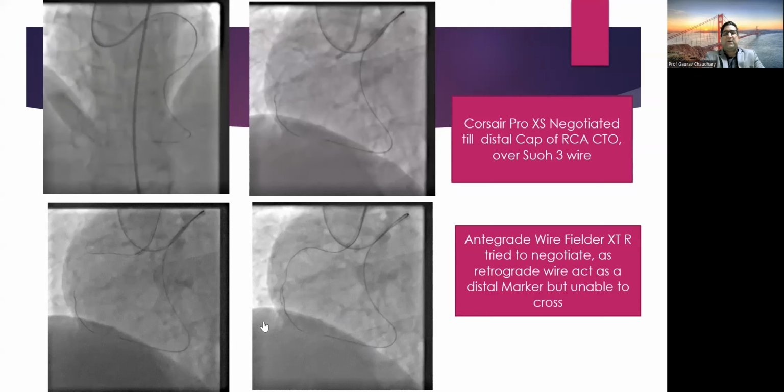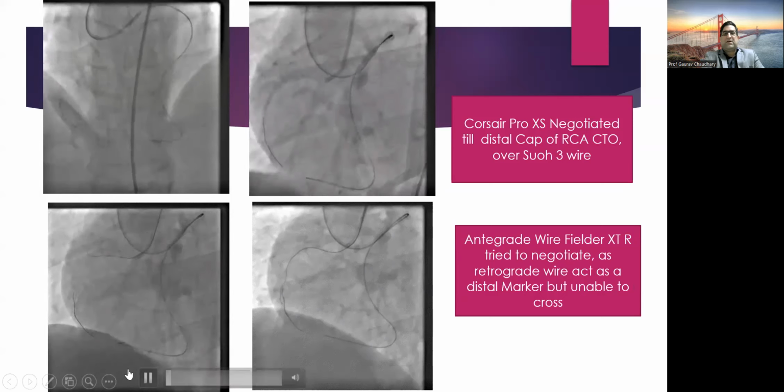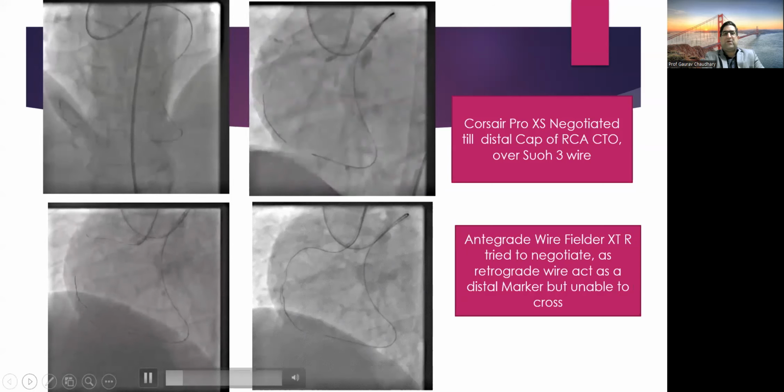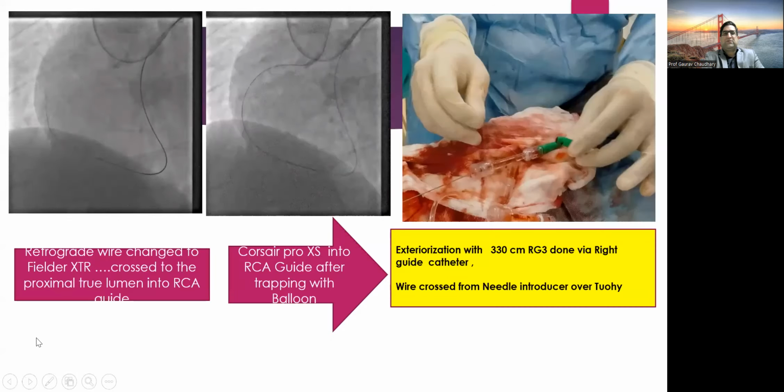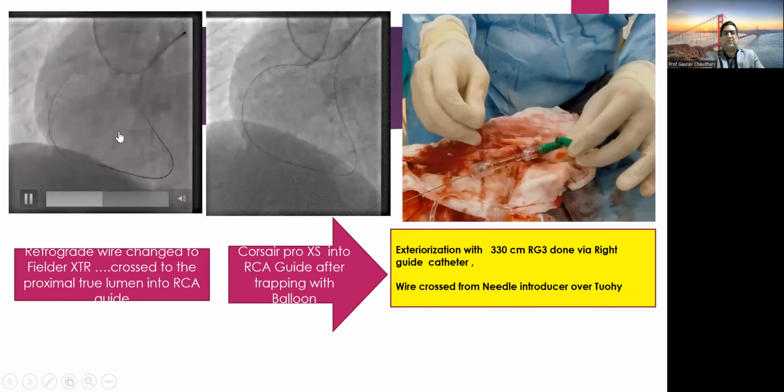And now, keeping this, we were keeping the wire into the RCA and thought we could go ahead with this catheter with the help of the wire into the distal RCA antegrade wire. But the proximal antegrade wire was not going into the lumen.